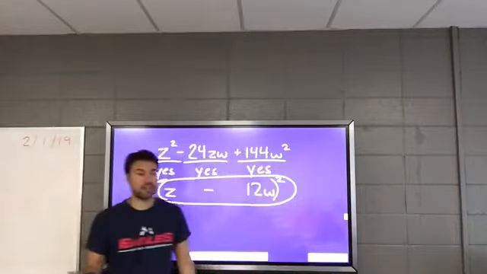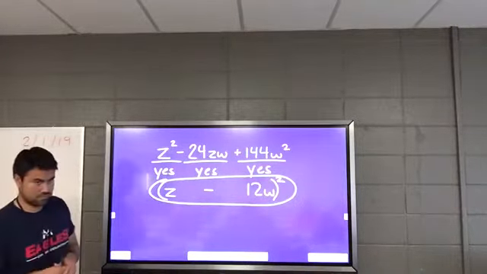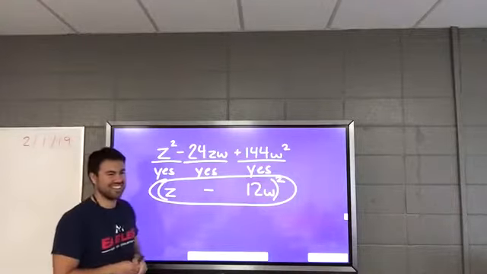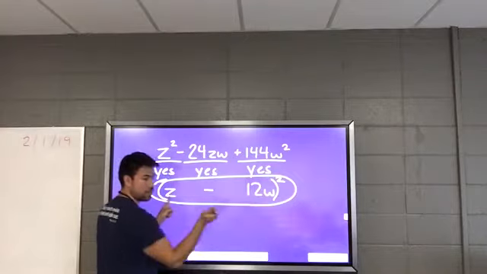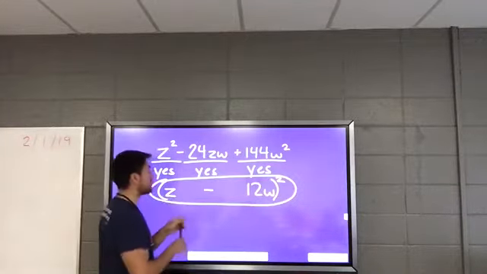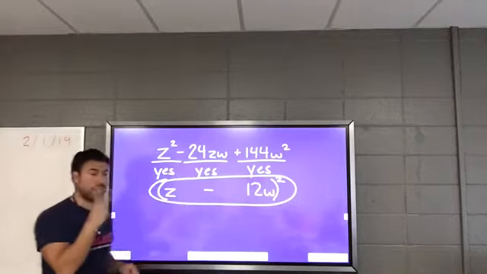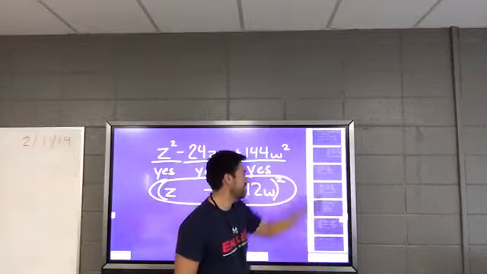Any questions on that? Yes, sir. How is it equal, or how is that and that equal 24Z? Okay, you have to ask this. What's Z times 12W? Give it to me. 12ZW. Okay, and then what's 12ZW times negative 2? Our magic number is 2. When you're like, where'd that 2 come from?